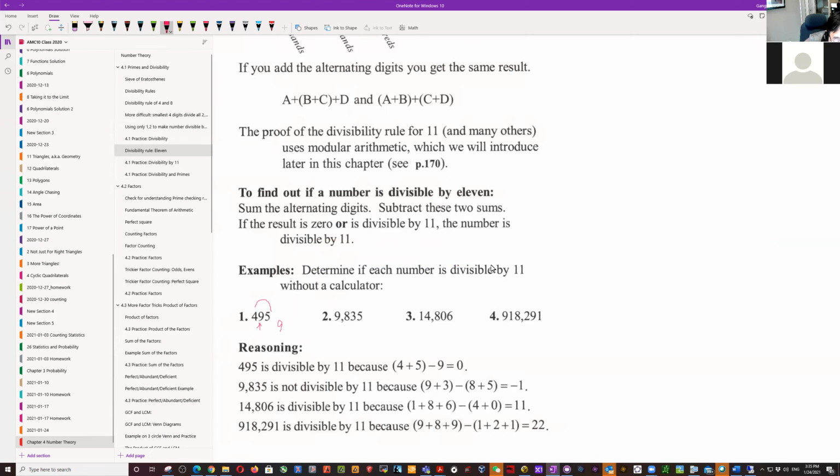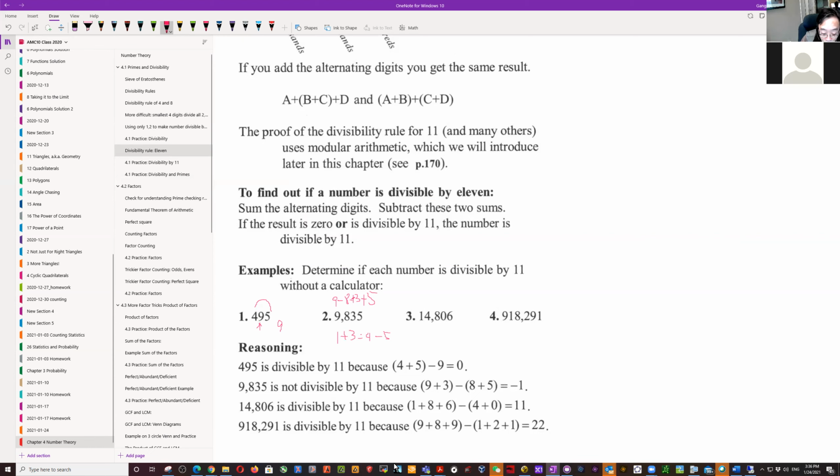Another way you can add it is, for example, 9 minus 8 plus 3 minus 3 plus 5. If you do it this way, you can relatively keep the number smaller because you are canceling out along the way. For example, 9 minus 8 equals 1. 1 plus 3 equals 4. And 4 cannot cancel out 5. So this is not divisible by 11.